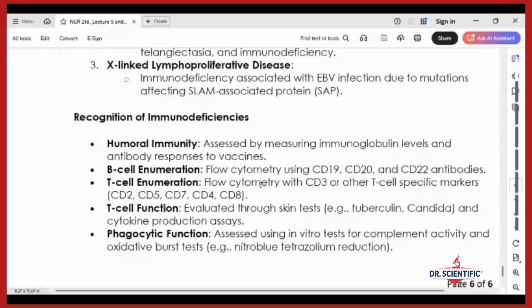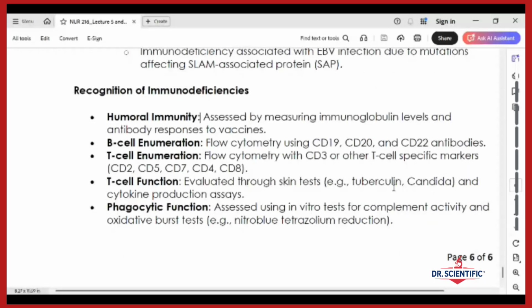Several tests can be done, like the tuberculin test. I'm sure most of us who have undergone BCG have some marker on the skin. So that would be the tuberculin skin test. It just shows you that your immune system is okay. But you can test them against Candida, and of course you can trigger cytokine production assays to be able to see whether your T cells are functional or not.